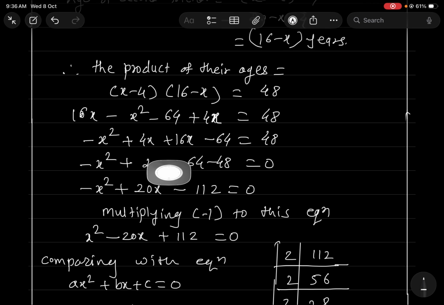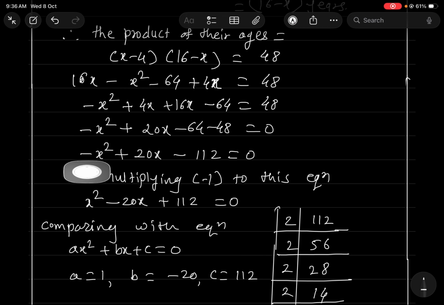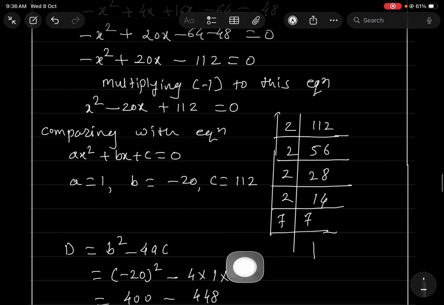Now, 4x plus 16x is 20x, minus 64 as it is, and this 48 we are transposing to this side, so it becomes minus, equal to 0. So minus x square plus 20x minus 64 minus 48, that is minus 112, equal to 0. The first term should not be minus, so we multiply this equation by minus 1. Then it becomes x square minus 20x plus 112 equal to 0. Now comparing this equation.